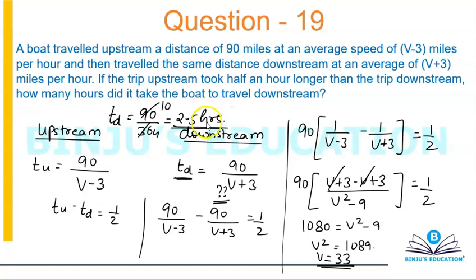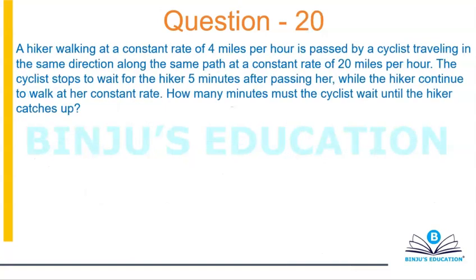All right, so the last question for the video, this is typically an easy question, so give this one a try. A hiker walking at a constant rate of 4 miles per hour is passed by a cyclist traveling in the same direction along the same path at a constant rate of 20 miles per hour.